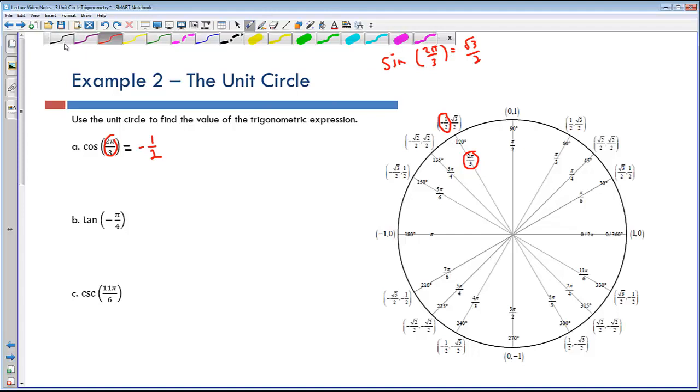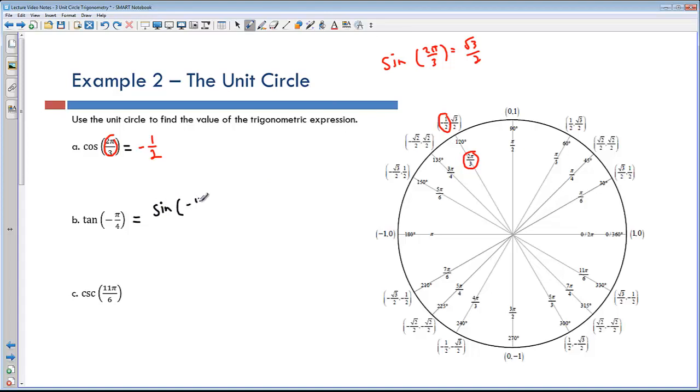All right, let's look at this next one here, because it's a little bit more difficult, but not much, really. You want to find the tan of negative pi over 4. Well, notice we can't find the tan. We can only find the cosine and sine, so you have to rewrite this. So we'll rewrite this as the sine of negative pi over 4 divided by the cosine of negative pi over 4. Because that's what the tan is, right? So remember the tan of theta is equal to the sine of theta divided by the cosine of theta.